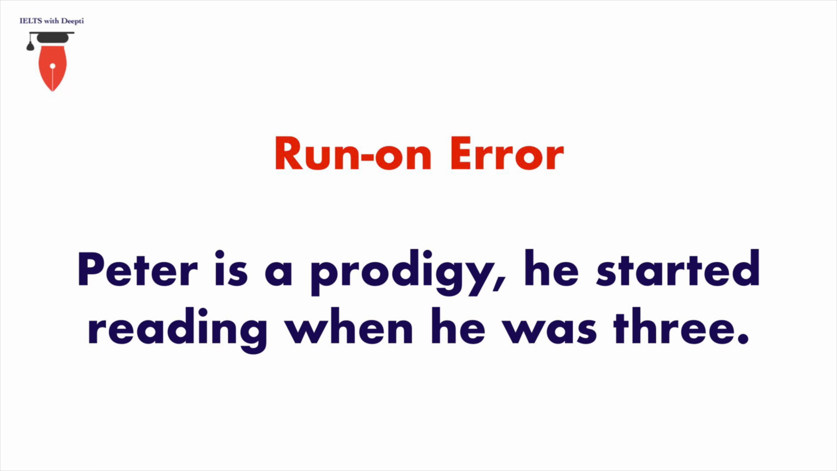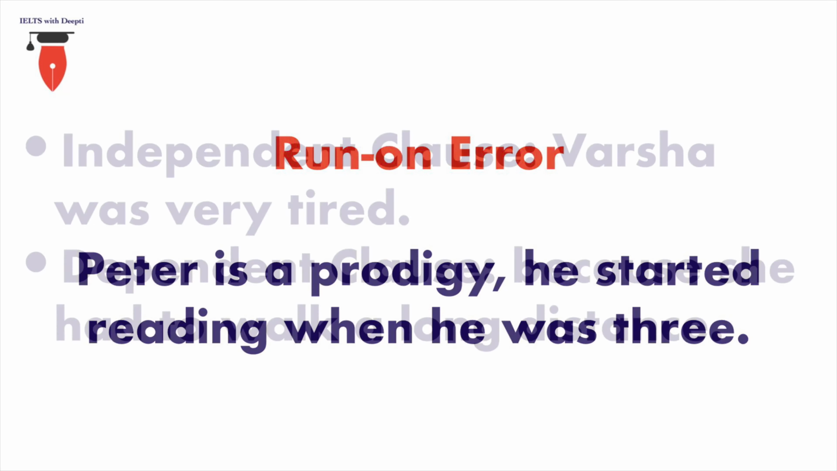In this statement, look at the term prodigy. Prodigy means a young person who has exceptional qualities or abilities, and that is what is being justified in the second part of the statement. But the statement has an error. Peter is a prodigy is a complete statement. He started reading when he was 3 is also a complete statement. You cannot join these two complete statements with a comma.